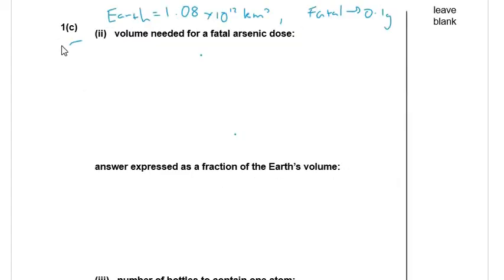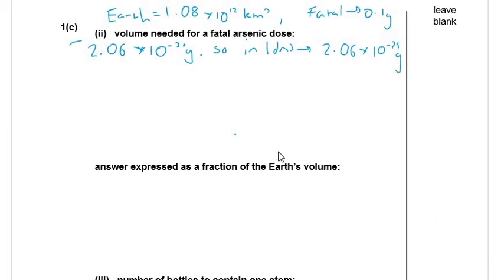Okay, so this is going to be a question where there's a lot to do, so it's going to be important to lay our work out logically here. So you can see I've just noted down some important information at the top: the volume of the Earth in kilometres cubed, and also the fatal dose. Now, using what we worked out in the previous question, we know that 100 centimetres cubed of this solution contains 2.06 times 10 to the minus 30 grams. So, in 1 decimetre cubed of this solution, we would expect it to be 10 times as much, so 2.06 times 10 to the minus 29 grams.